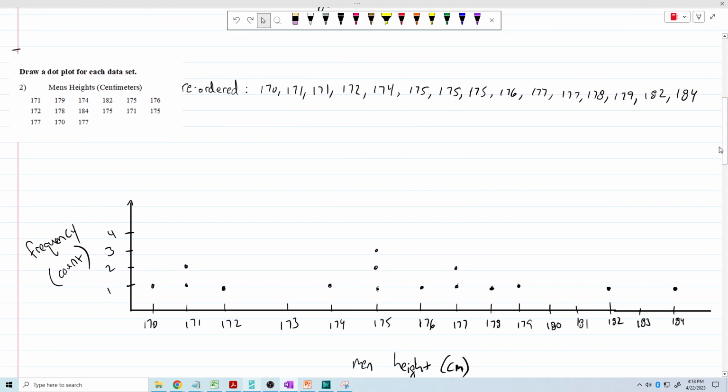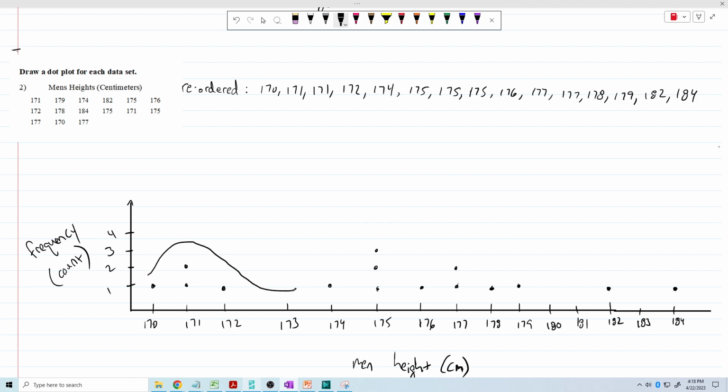Oh, okay, so boom. So one value of 170, one dot. Two values of 171, two dots, and so forth, all the way to account for all of them. And look, guys, you can see the shape taking form.